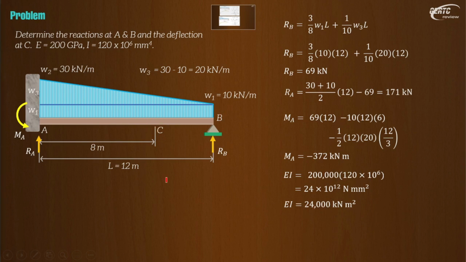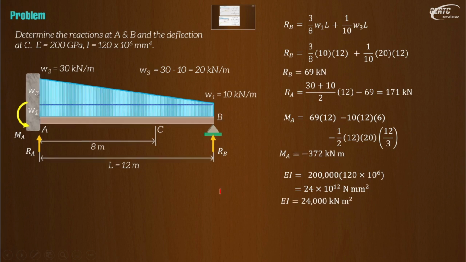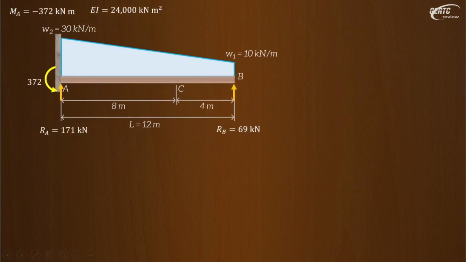There are two ways to do this. You can use area moment if you want. You can use double integration. Later on, we will apply double integration. Or you can use the formulas. If you have seen the video I gave you regarding cantilever beam, we will be using the same approach. Okay? So this is how we do it.